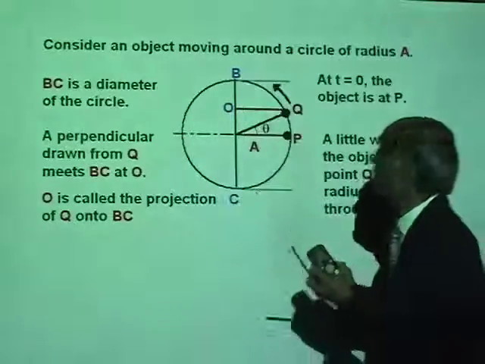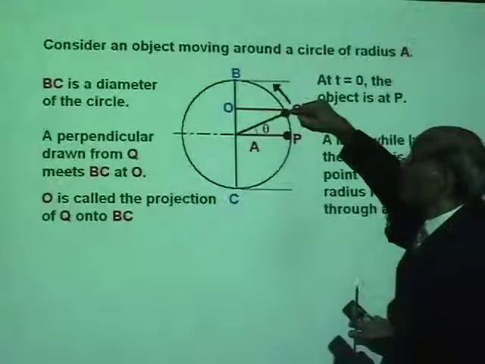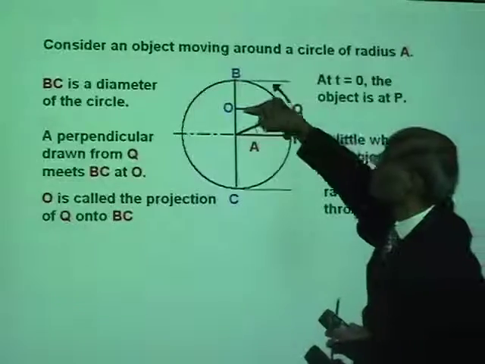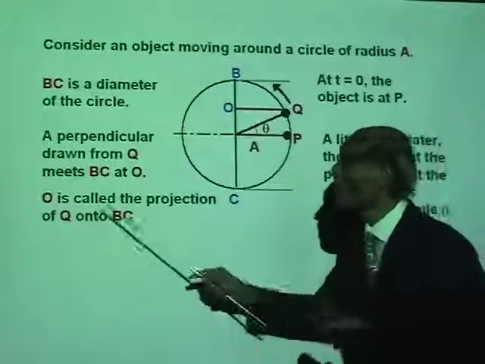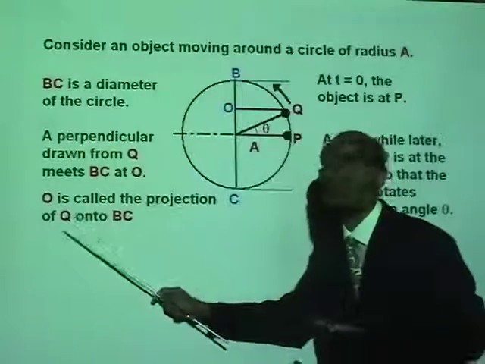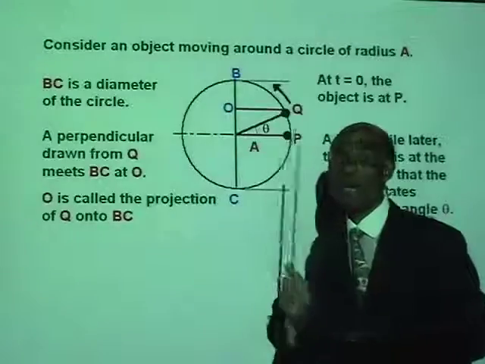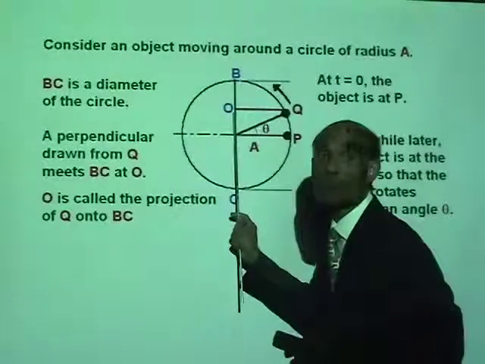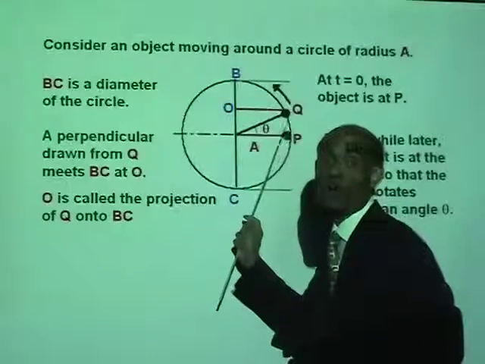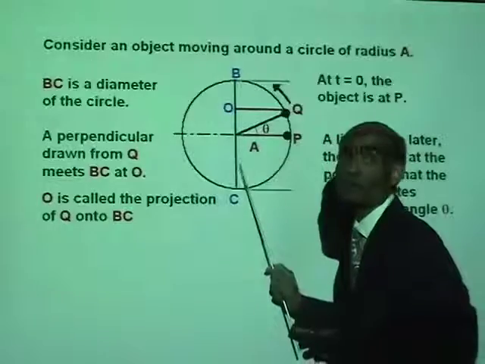In other words, if I keep a light over here, the shadow of this Q will fall on BC. That will be the point O. So O is called the projection of Q onto BC. Alright? And now, I want you to follow the motion of this point O as the object continues in its path around the circle. Alright?